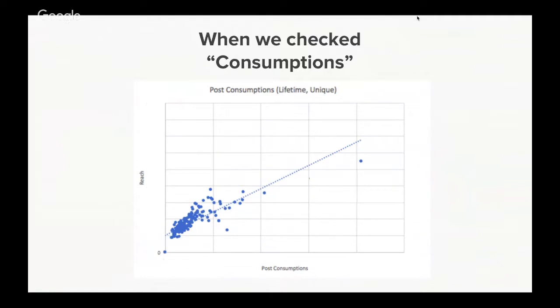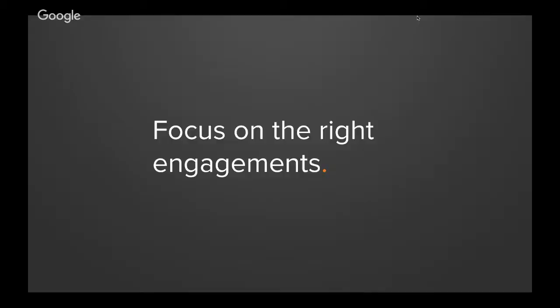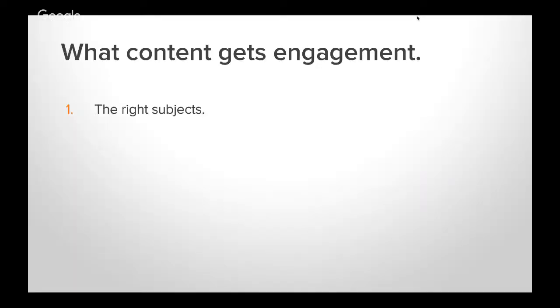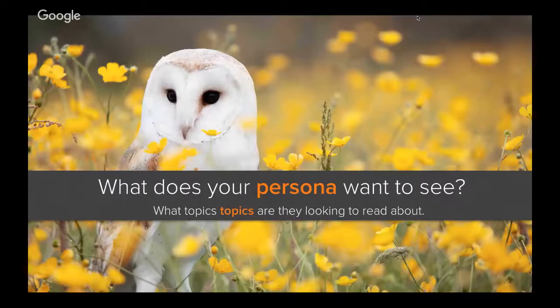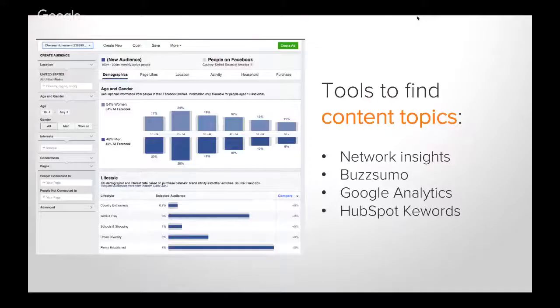So now, how do we go ahead and do that? Well, more basics again, but viewed through a new lens. So we want to focus on the right engagements, which we talked about, but here's what gets engagement. Starting with the right subjects. So back to the persona. I told you this is going to be important to come back to. What does your actual persona want to see? What topics are they looking to read about?